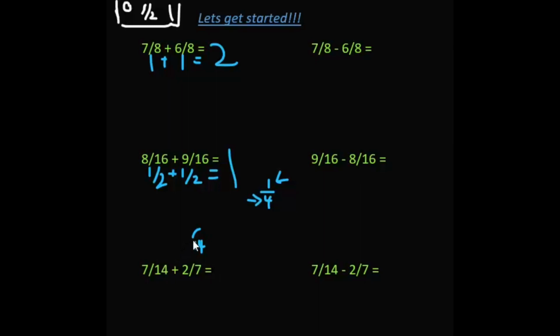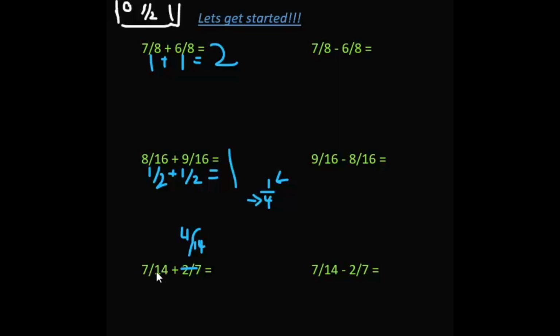But wait, if we change the denominator, that means the numerator changes too. Since we multiplied 7 by 2, or we doubled 7, we're going to double the 2 too. 2 times 2 is just 4. So now it's 7/14 plus 4/14. Okay, so now we can start rounding.